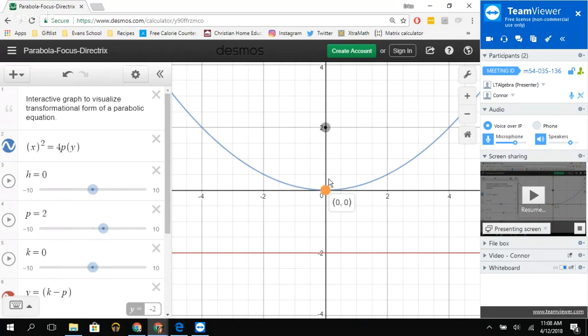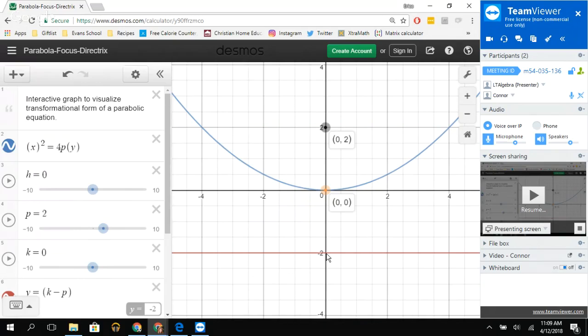Then we have a point up here that is called the focus. The focus is basically what the parabola curves around, and that's been calculated for us using a specific formula. And then down here, this red line is called the directrix. The directrix is the line opposite the focus point. So if our focus is 2 units away from our vertex, then our directrix is 2 units in the opposite direction away.